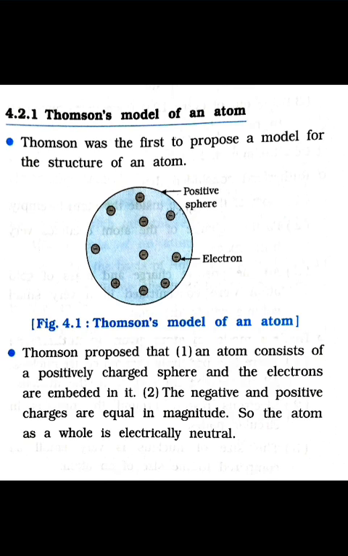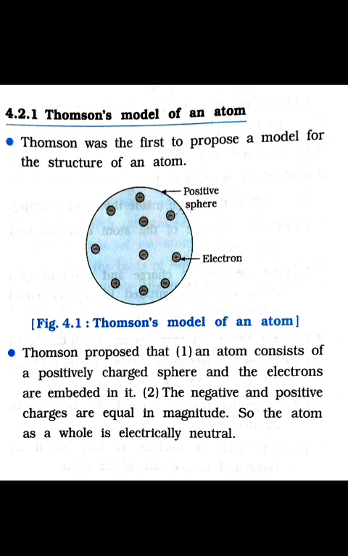So, J.J. Thomson proposed that the atom consists of a positively charged sphere and the electrons are embedded in it. I already told you how the seeds are arranged in the red edible part; in the same way, the electrons are embedded in an atom. Second, the negative and positive charges are equal in magnitude, which we have already seen, so the atom as a whole is electrically neutral. This is the structure proposed by J.J. Thomson.